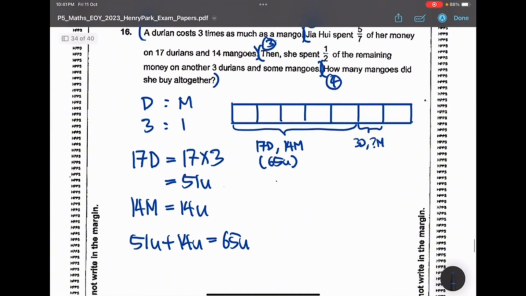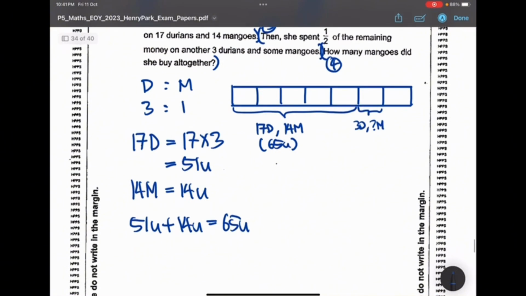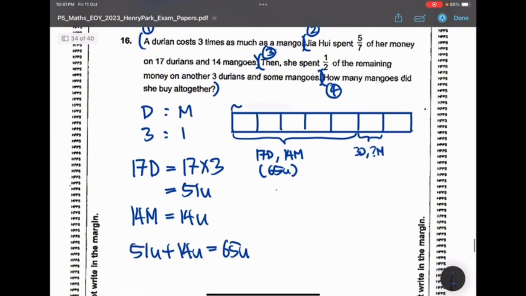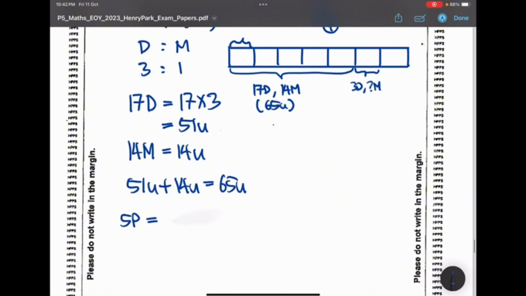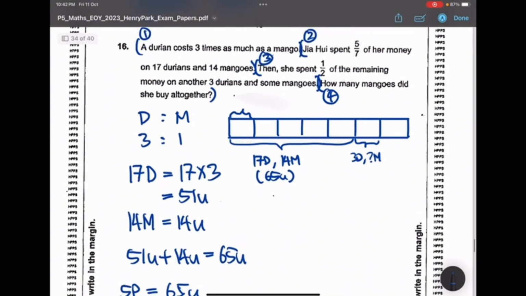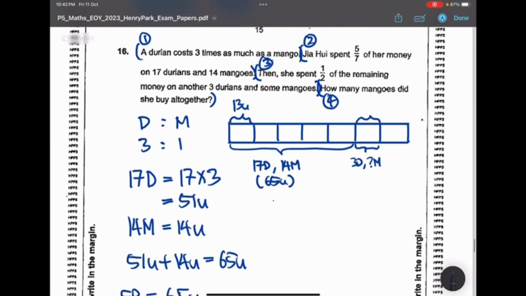So if 5/7 of her money is 65 units, can I find what 1/7 of her money is? How many units can I fit in one part of my model? Alright, if I have 5 parts equals 65 units, one part would simply be 65 divided by 5, and that would give me 13 units. So now I know that one of these parts of my model is simply 13 units. So I also know that this is 13 units as well.